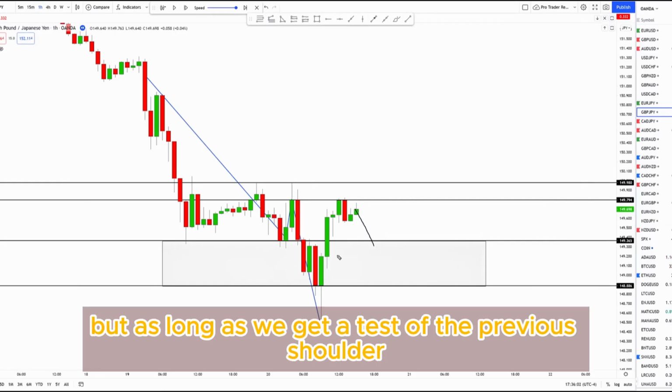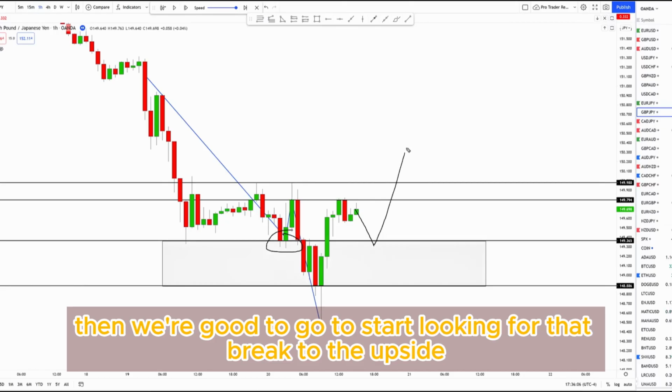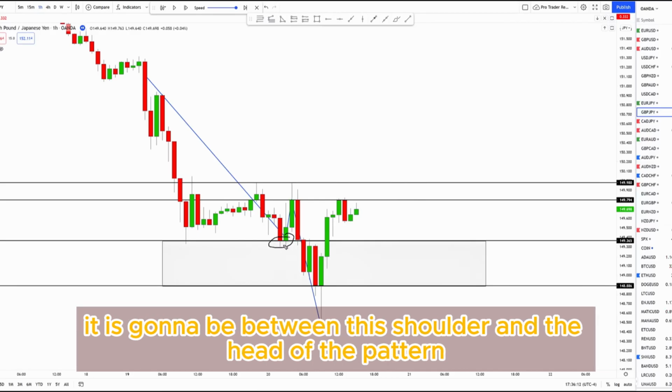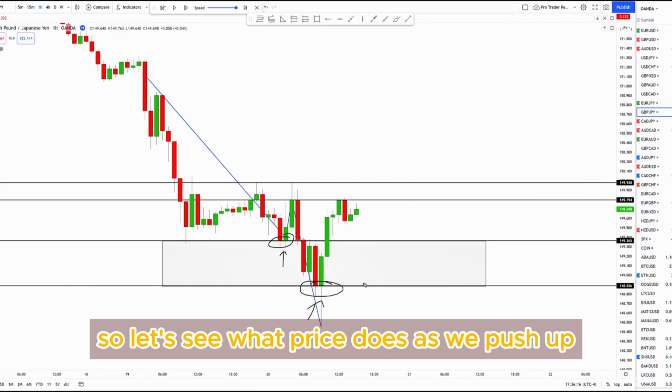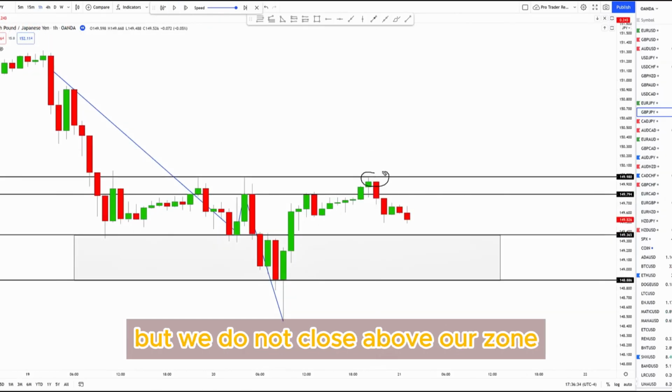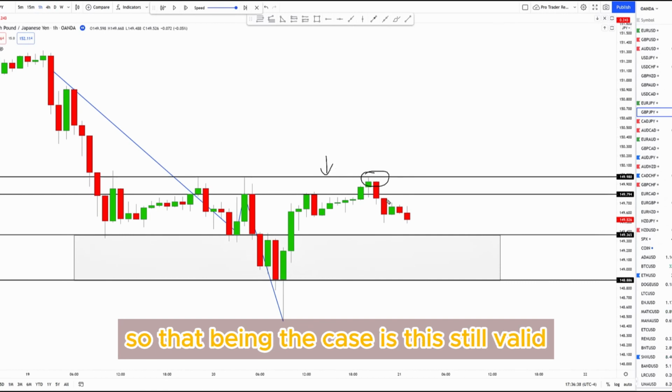But as long as we get a test of the previous shoulder, then we're good to go to start looking for that break to the upside. So this is the area that we're paying attention to for our next rule. It is going to be between this shoulder and the head of the pattern. So let's see what price does. As we push up, we do push up a bit higher right here, but we do not close above our zone. So with that being the case, is this still valid? Yes, it is.